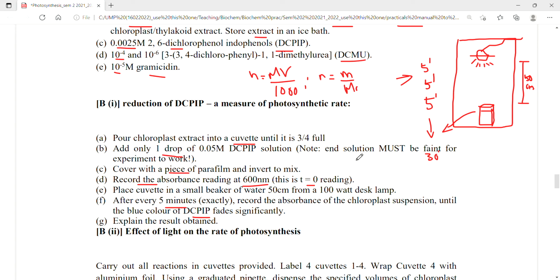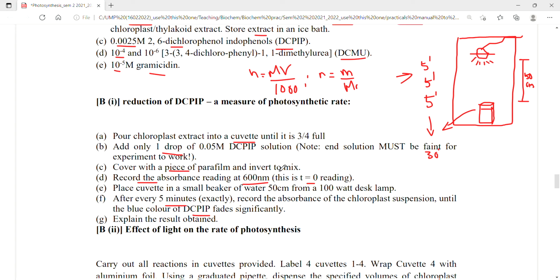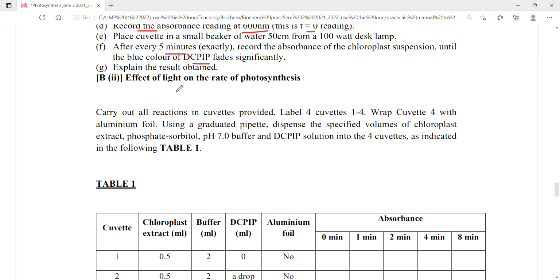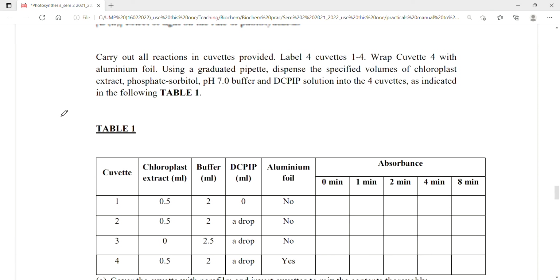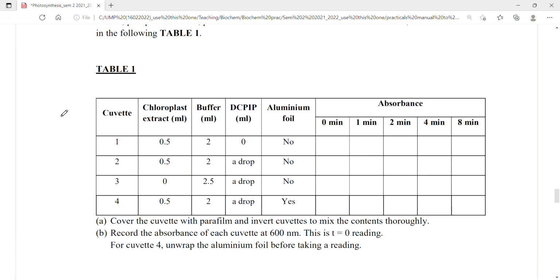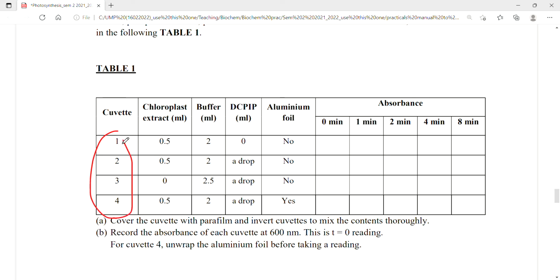You will get the hypothetical result, explain the outcome. Okay, and then we're going to look into the effect of light. For this we're going to use 4 cuvettes. Okay, and we do like this to the 4 cuvettes.